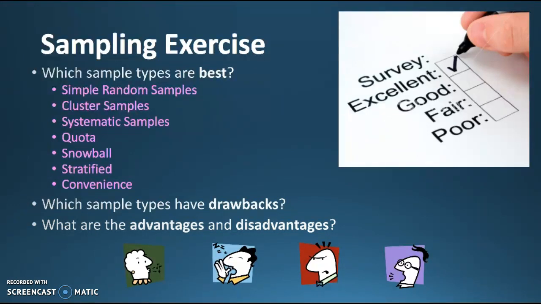Okay, first of all, the gold standard: simple random samples. Hopefully you said that first. Stratified samples are also very good, as well as systematic samples. Those have the best value as far as investment, what you get in, what you get out, accuracy, generalization. Cluster, quota, snowball, and convenience are all more limited. They have drawbacks.